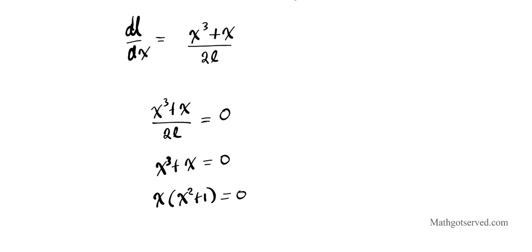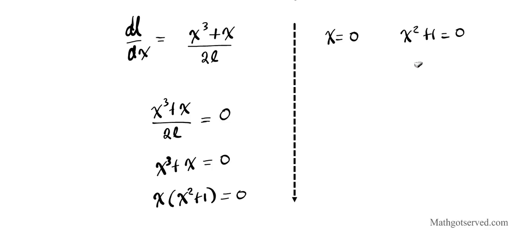Now, using the zero product property, we can find where the critical values are. We have x equals 0, that's one of them. And then we have x squared plus 1 equals 0. Let's solve this. We have x squared equals negative 1. If you root both sides, you have x equals plus or minus i. This is imaginary, so it doesn't really count. We're focusing on the real critical values here, so our critical value is x equals 0.